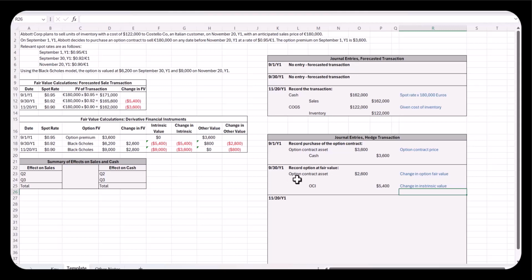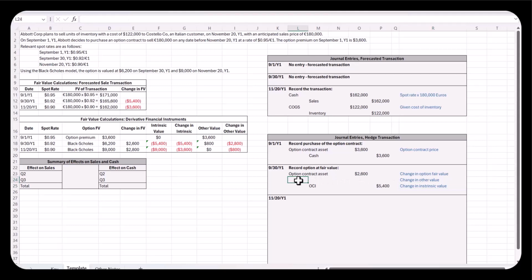Now, notice the change in the option contract fair value is 2,600. We've got a 5,400 increase in the intrinsic value, but the reason that the overall is only 2,600 is because we also have something called the change in other value, which really relates to the time value of money. The closer we get to that option expiration date, the less value this option has from a time perspective, because less can happen, less can change.